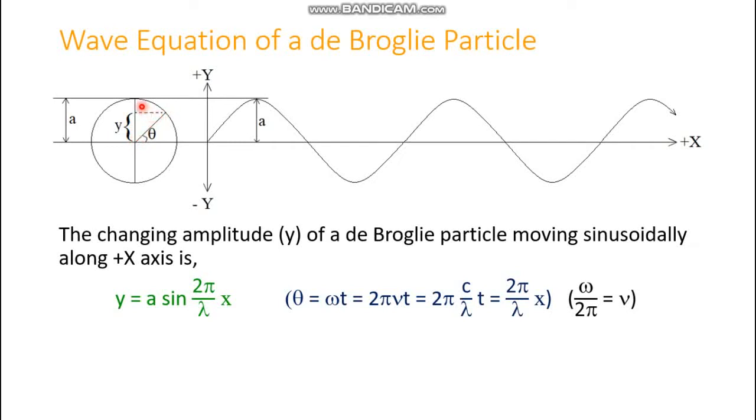A is the radius, and in turn it is the maximum amplitude from here to here. This is also the radius, so y equals a sine theta. There is no doubt about that. Now theta is twice pi by lambda into x.